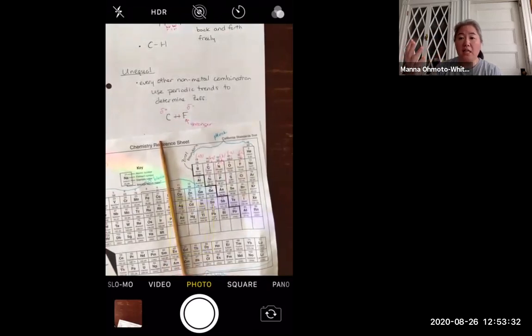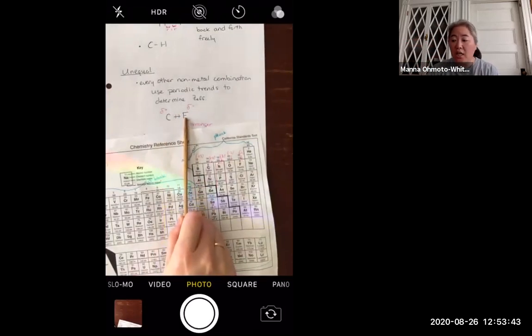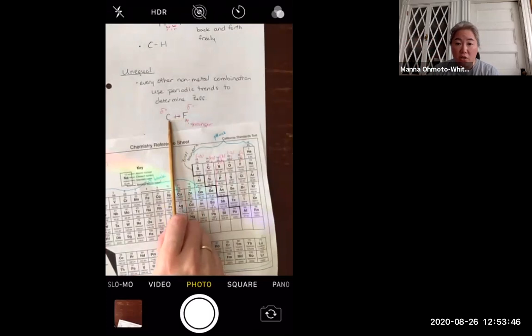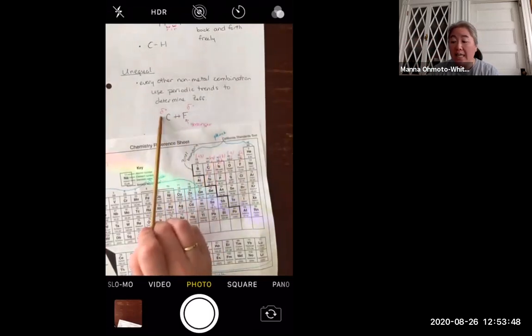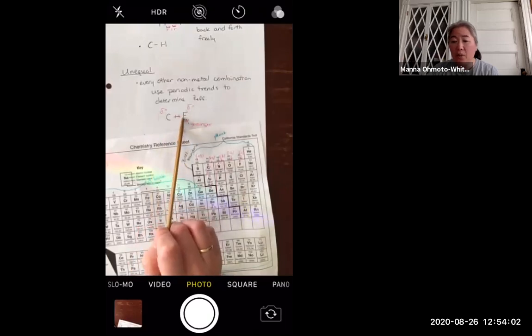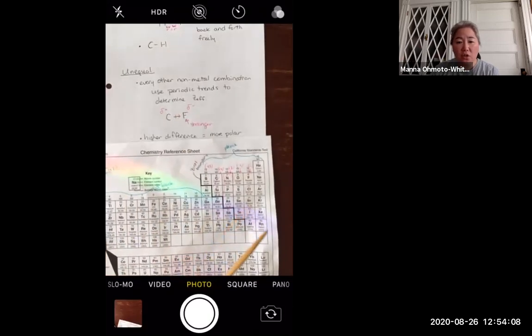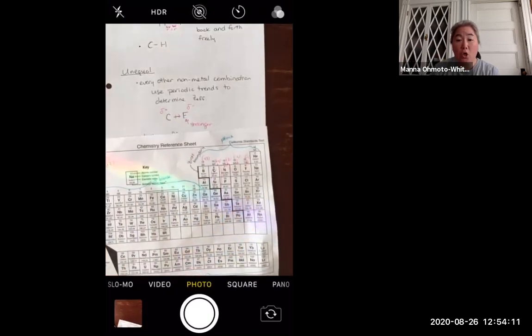Because remember, electrons are negatively charged, so if I'm bringing electrons closer, I'm bringing that negativeness closer. So this fluorine becomes more negatively charged, this carbon becomes more positively charged. And we show this with this lowercase delta. A lowercase delta positive means that this end of the bond has a partial positive charge, and a lowercase delta negative means that this part of the bond has a partially negative charge. It doesn't tell us the magnitude of the charge. It just tells us that it's a partial charge.